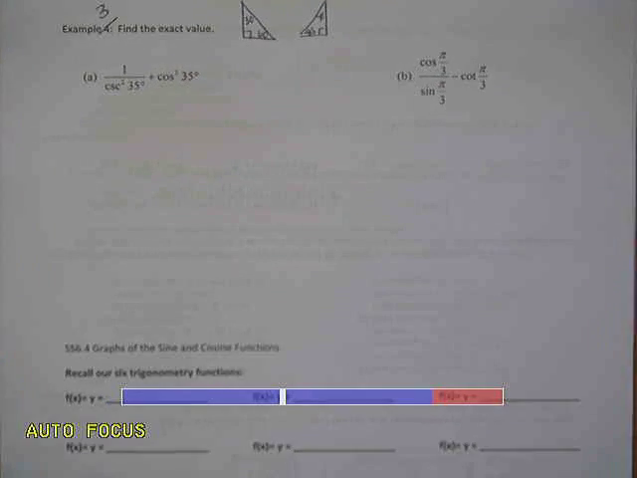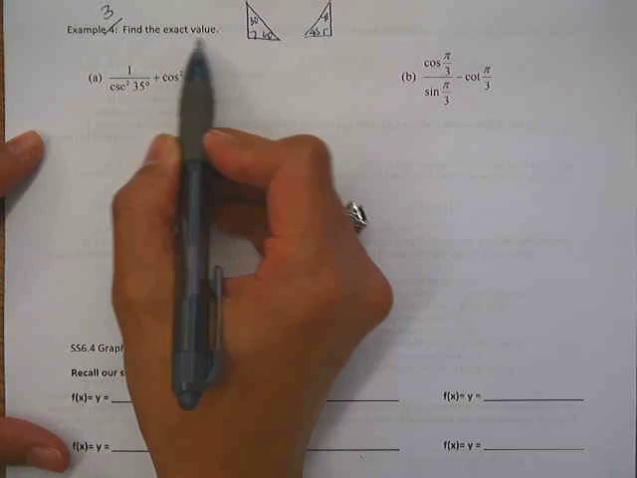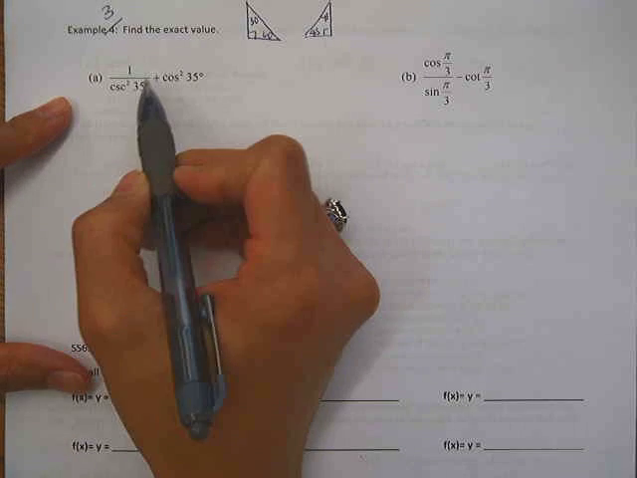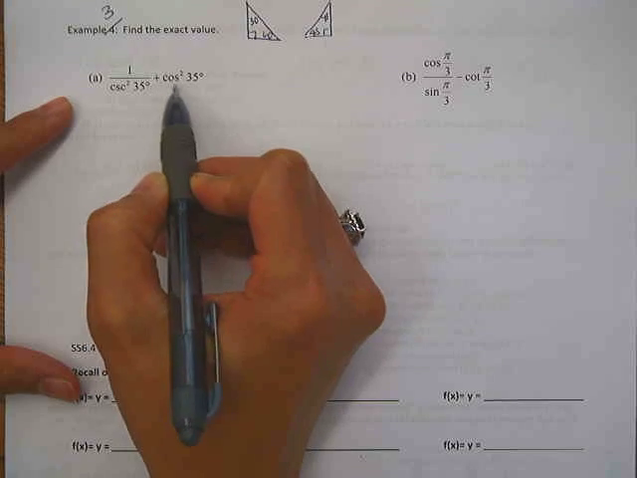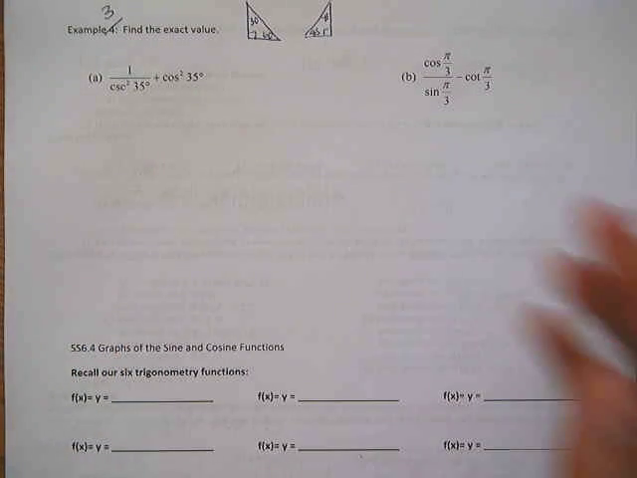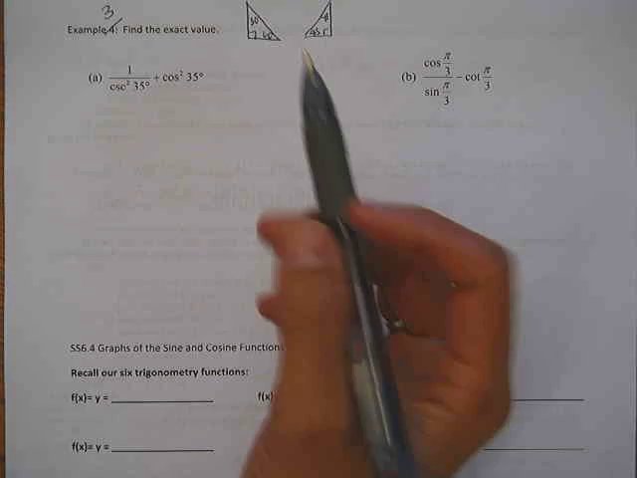Part 1. Here we go. A. Find the exact value. That means there's no calculator. So 1 divided by cosecant square of 35 degrees plus cosine of 35 degrees. What does it equal out to be?